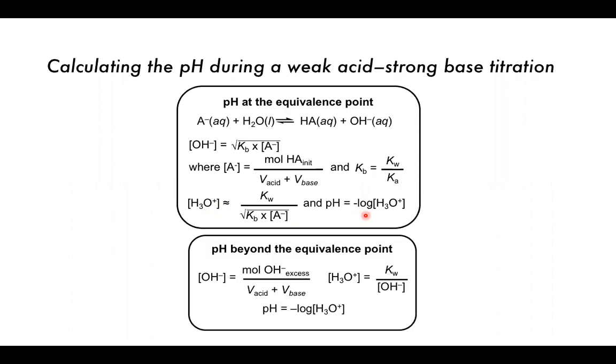And then pH beyond the equivalence point is here, where OH minus concentration is equal to the moles of hydroxide ions in excess over the volume of the acid and base. The hydronium ion concentration is going to be equal to Kw over OH minus concentration. And then pH is, of course, equal to the same thing.